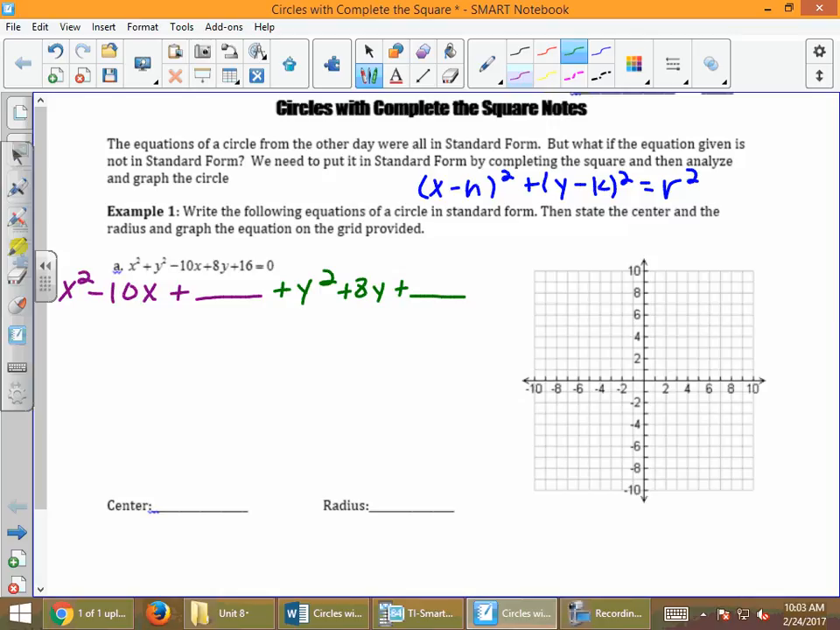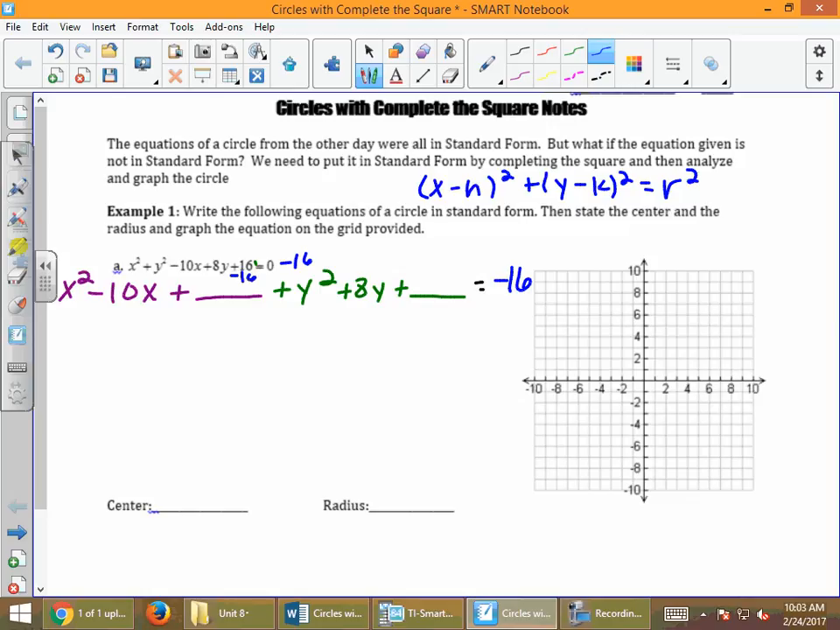Once you do that, look at the number that doesn't have a variable. You notice how 16 does not have a variable? If it's not already on the other side, you have to move it over. So how would we move 16 to the other side? Subtract it. We subtract 16 from both sides, so this ends up equaling negative 16. If the number is on the left, you just have to move it over and change the sign. Another step you have to do. So we grouped our x's, we grouped our y's, we put in our blanks, and that number is over on the other side. Now we have to balance this out.